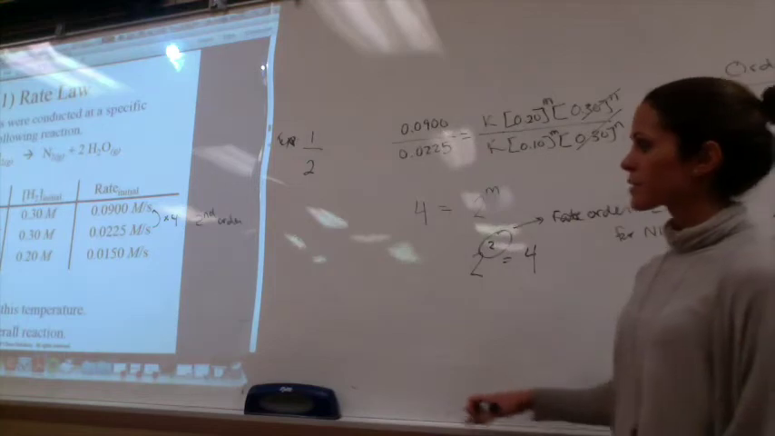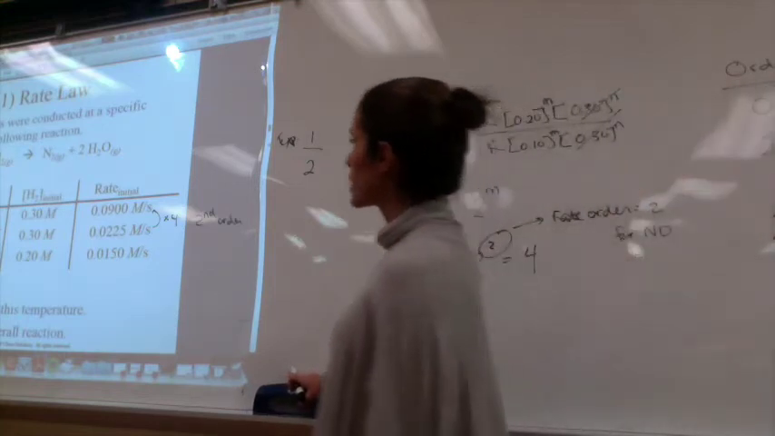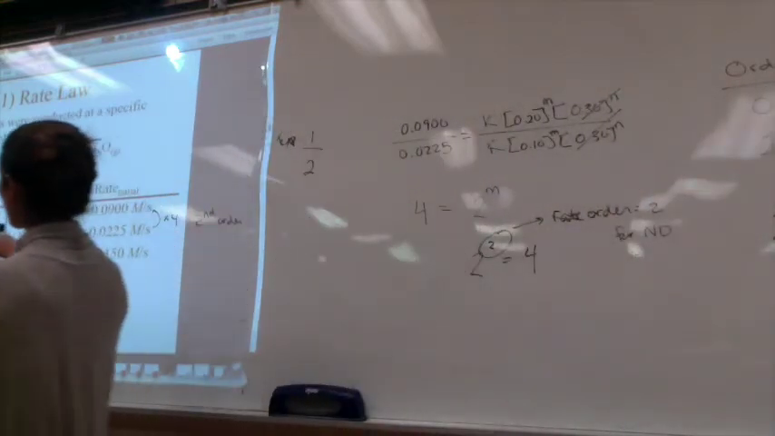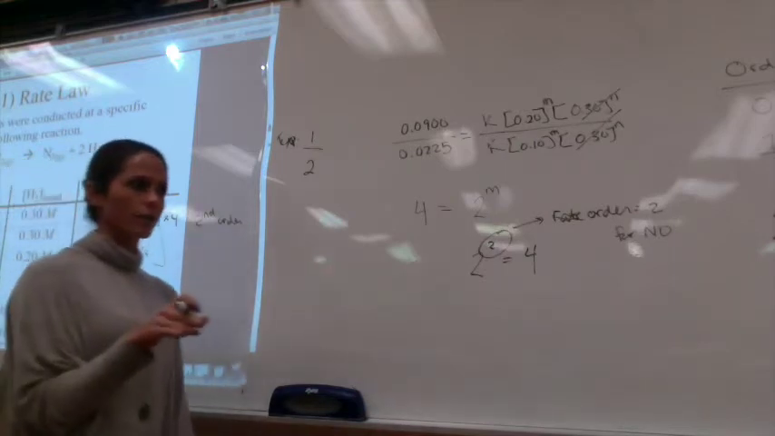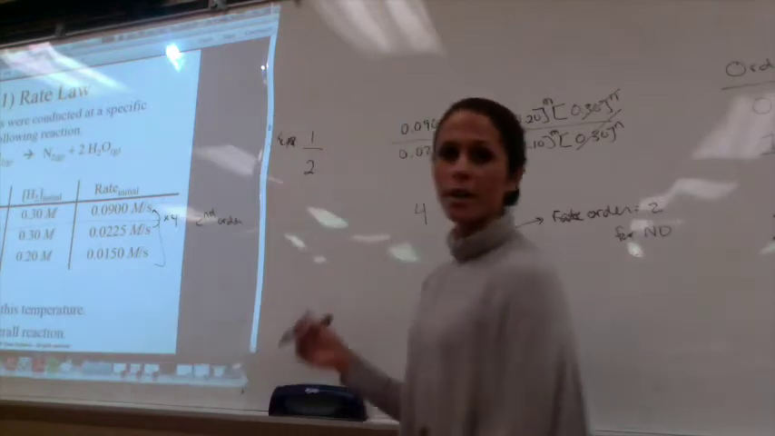All right, so now we have to find the order with respect to H2. So now you're going to look for NO where it stays the same. So NO stays the same between experiments 2 and 3. And H2 went up from 0.2 to 0.3, and the rate from 0.015 to 0.0225. So you guys try to solve this piece right now. You can do it in your head. You can use your calculator for sure, or you can actually solve.